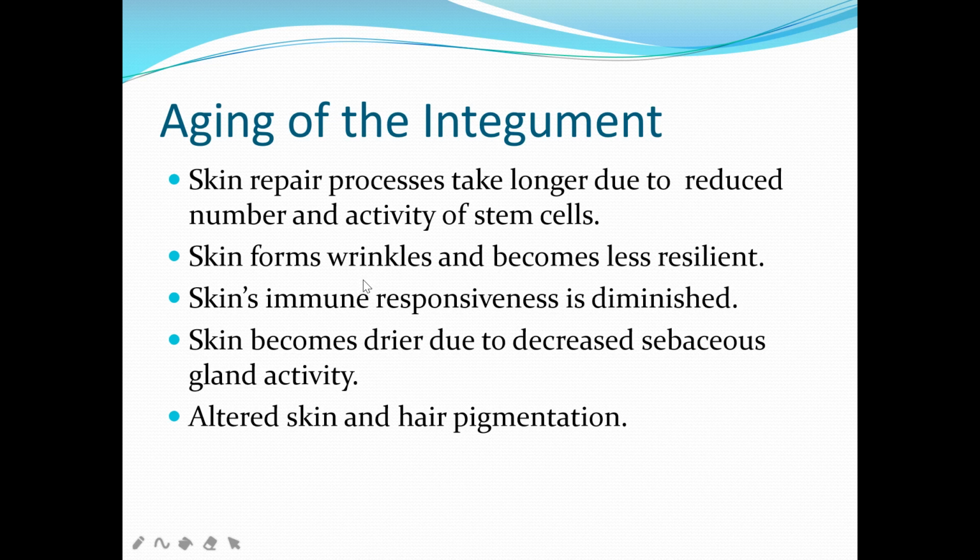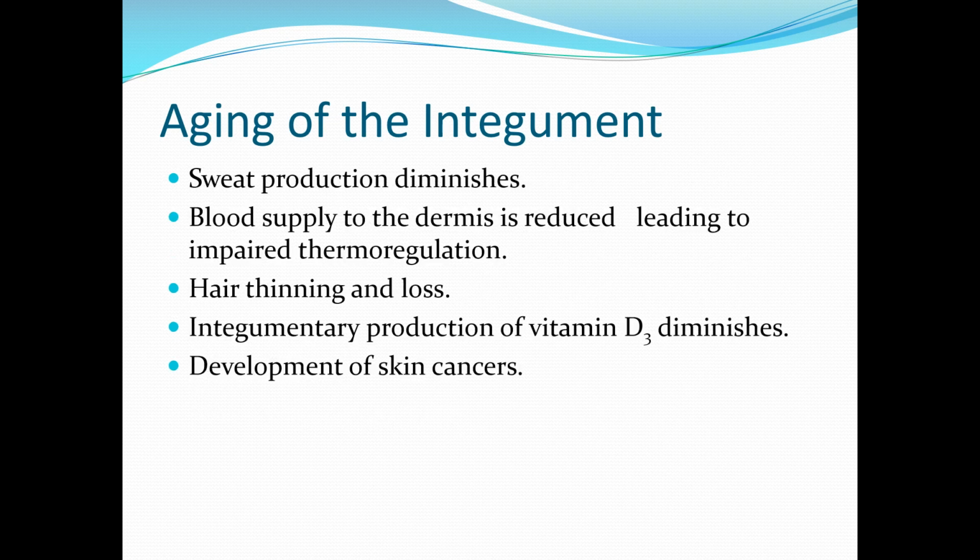Aging of the skin: the skin repair process takes longer due to the reduced number and activity of stem cells. Wrinkles are there due to reduced resilience, and immune responsiveness is also diminished. The skin becomes drier due to decreased sebaceous gland activity. Skin and hair pigmentation are altered with aging. Sweat gland production also diminishes.